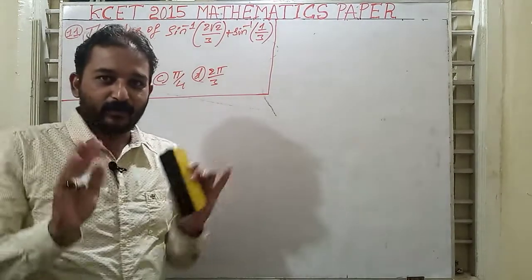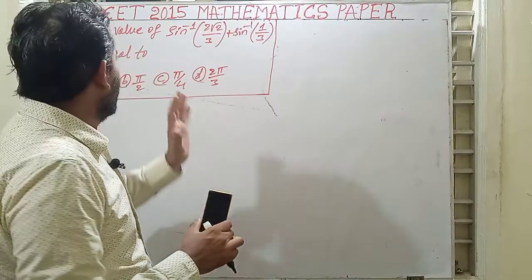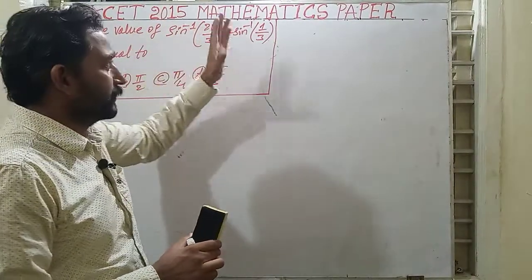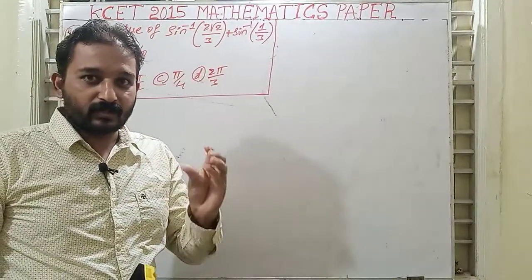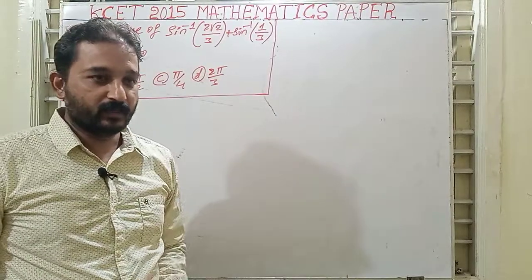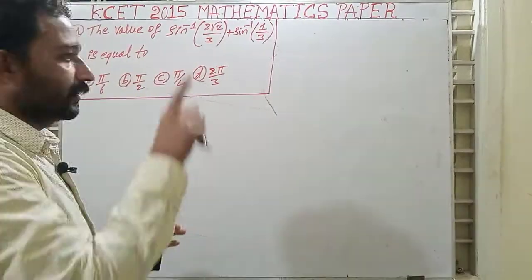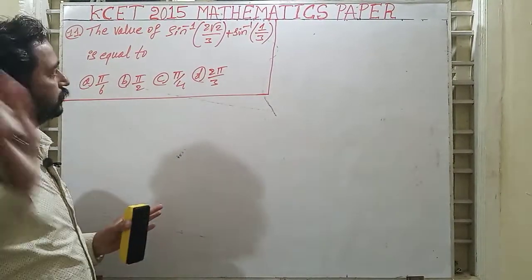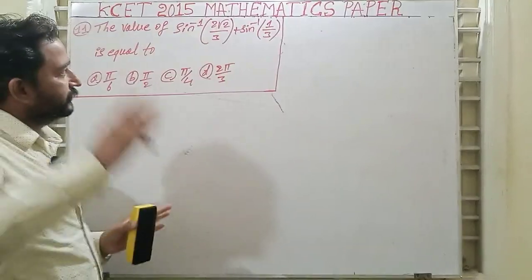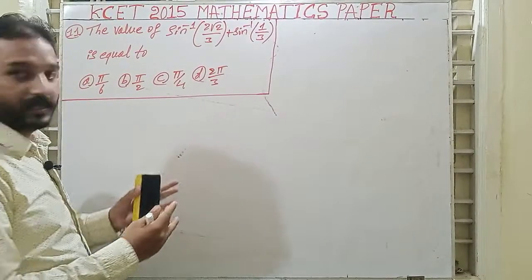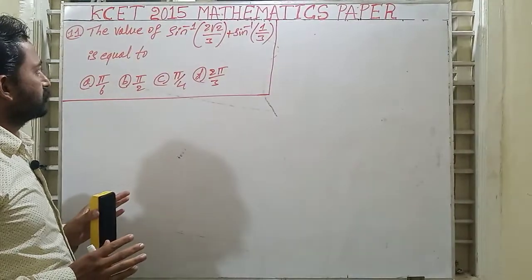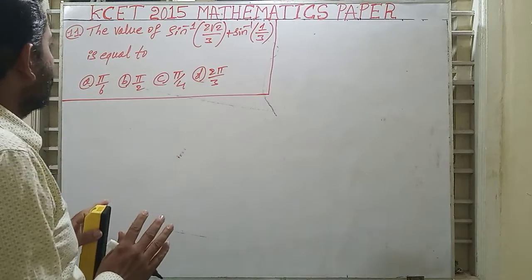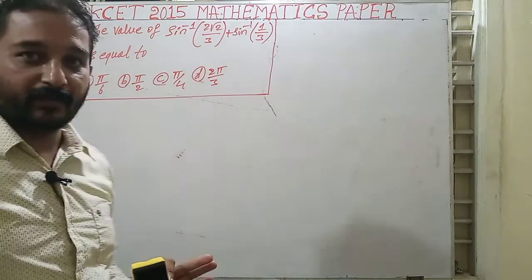So in this video, I am going to solve the KCET 2015 Mathematics paper, part 2, from question number 11 to 20. So now let us move on to question number 11. The value of sine inverse 2 root 2 divided by 3 plus sine inverse 1 by 3 is equal to what? This problem is based on the chapter inverse trigonometry.